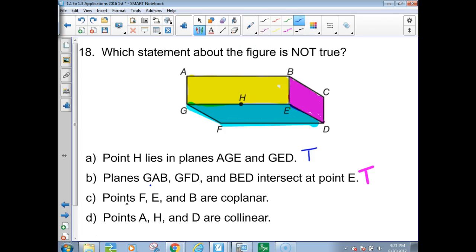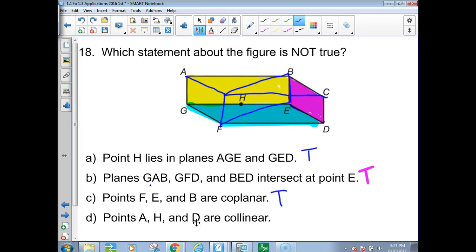All right, next. Points F, E, and B are coplanar. Well, any 3 points are coplanar. Now I can show you why with this box. F, E, and B, coplanar. Can I make a plane that those are in? Yep, it just chops it in half. I know, I made it look even weirder. Okay, so yes, you can make a plane that connects any 3 points. This is always true. If they give you 3 points, they will always be coplanar.